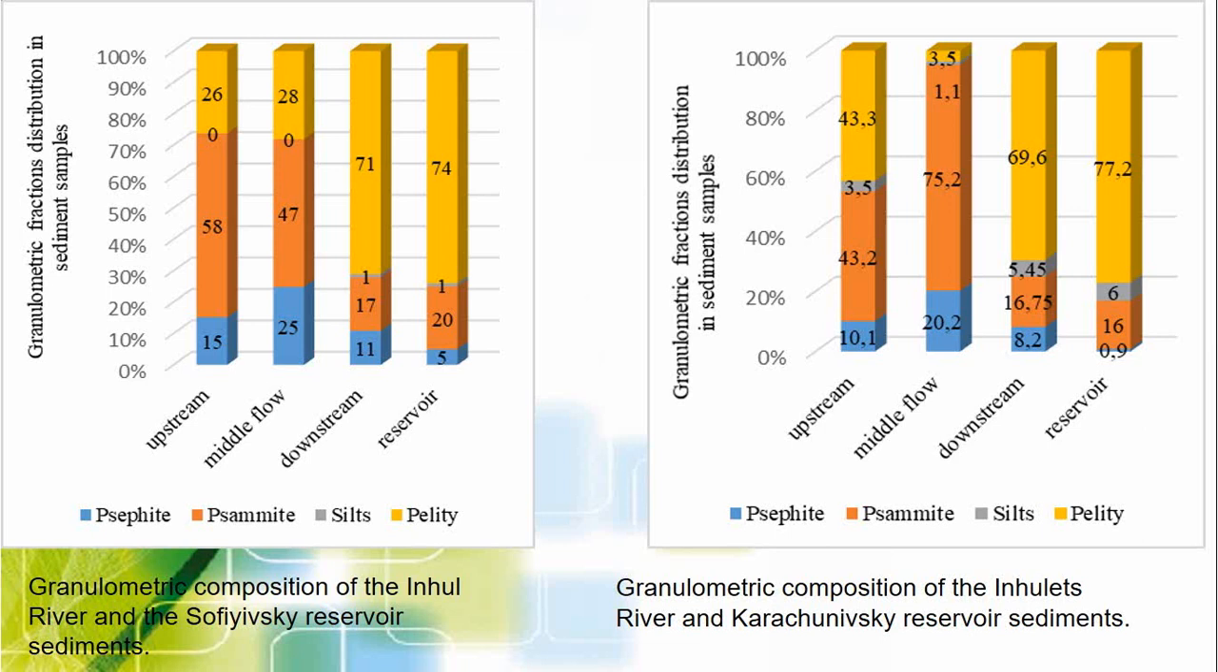The researched water reservoirs, Sopivsky and Karachanovsky, nowadays are lake-type watercourses. The concentration of the pelitic fraction in them is 74 and 77% respectively. The granulometric composition of the Dnieper-Bug Estuary sediments is heterogeneous.